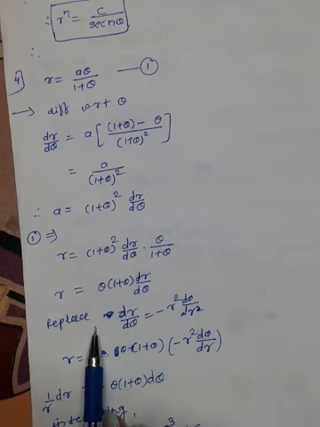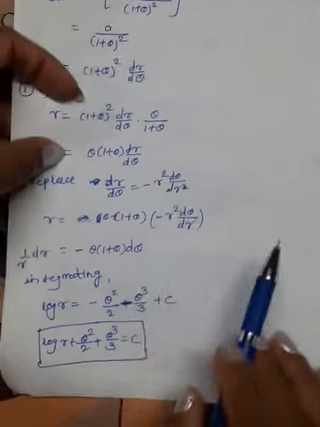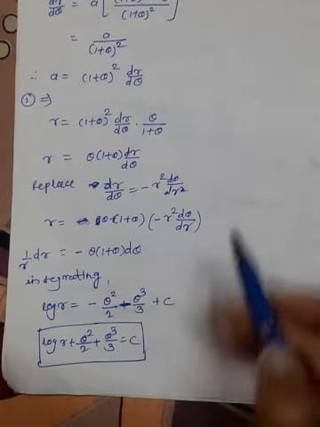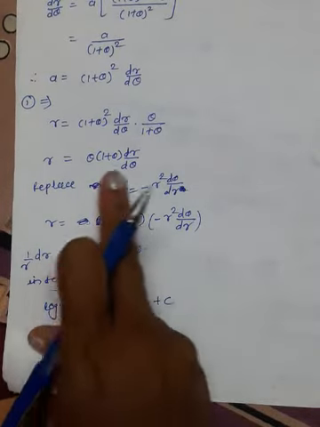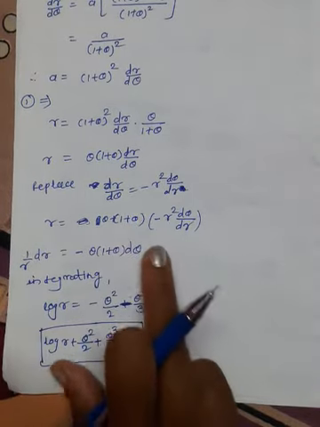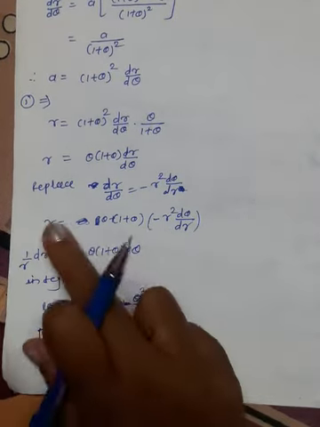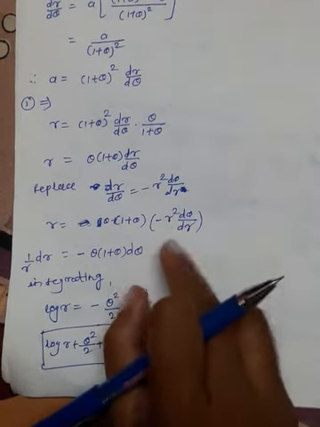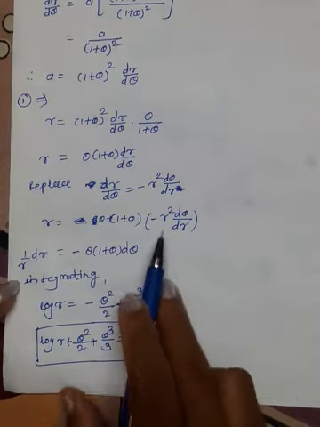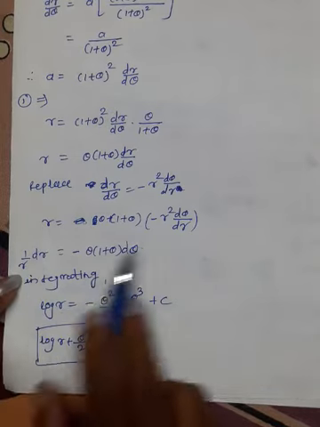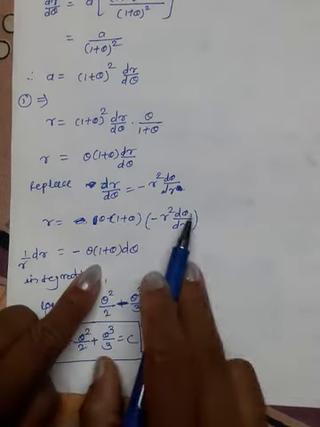Now the third step is replacing dr by d theta with minus r square d theta by dr in this equation. We get r is equal to theta into (1 plus theta), this becomes minus r square d theta upon dr. Now one r gets cancelled, take this r on this side and dr on that side, we get 1 by r dr, and this is minus as it is, theta into (1 plus theta) as it is, and d theta as it is.